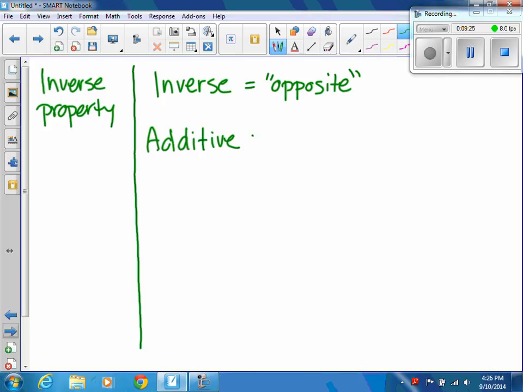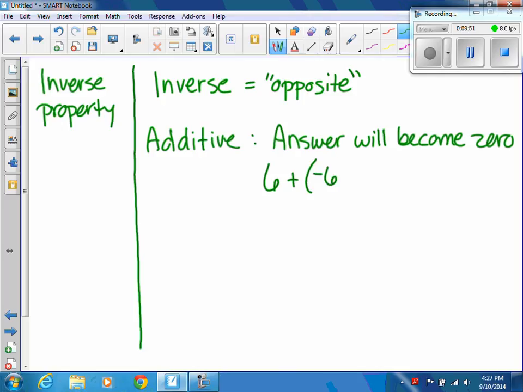So the additive inverse, our answer will become 0. This is especially helpful when we're solving equations. For example, if I take 6 and I add to it the opposite of 6, which is negative 6, I get an answer of 0. That's where we want the number to cancel out, for example, when we're solving equations.